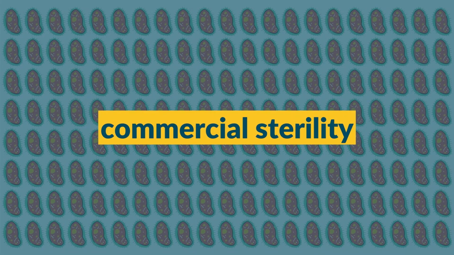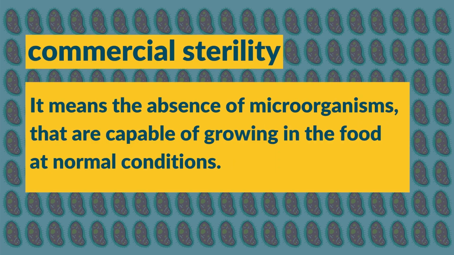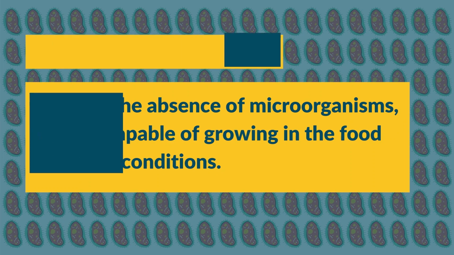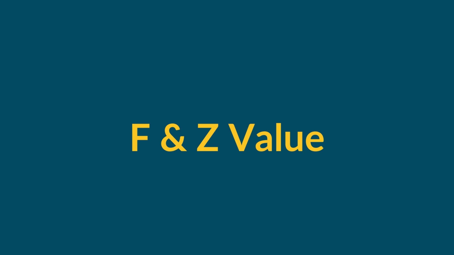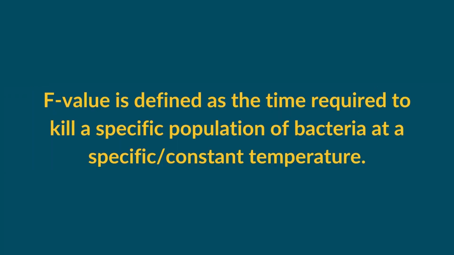Now you may be wondering what is commercial sterility. Well, commercial sterility means the absence of microorganisms that are capable of growing in the food at normal conditions. So, to recap both the definitions, Z value is the number of degrees the temperature has to be increased to achieve a 10-fold reduction in the D value. And F value is the time required to kill a specific population of bacteria at a specific or constant temperature.